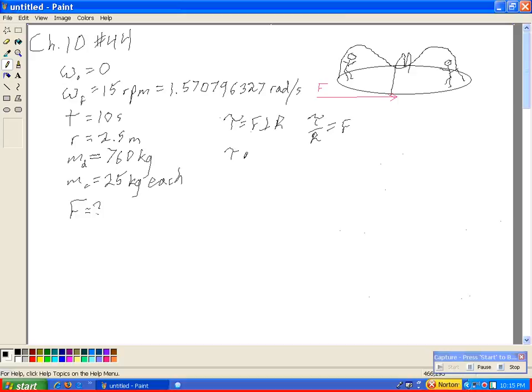Torque is also moment of inertia times angular acceleration. Angular acceleration is change in angular velocity over change in time. So that's the final angular velocity, 1.57 minus 0, divided by 10. Well, if you divide this number by 10, you just move the decimal point over.